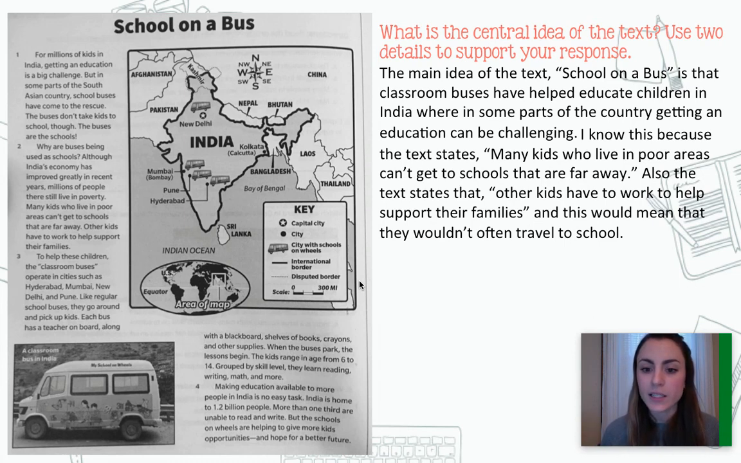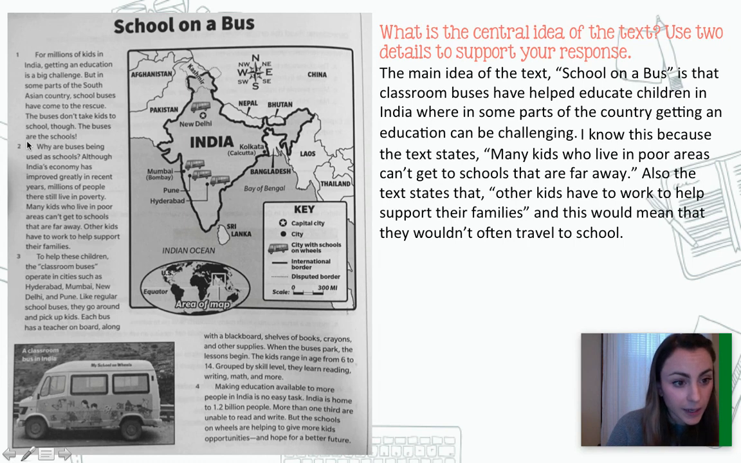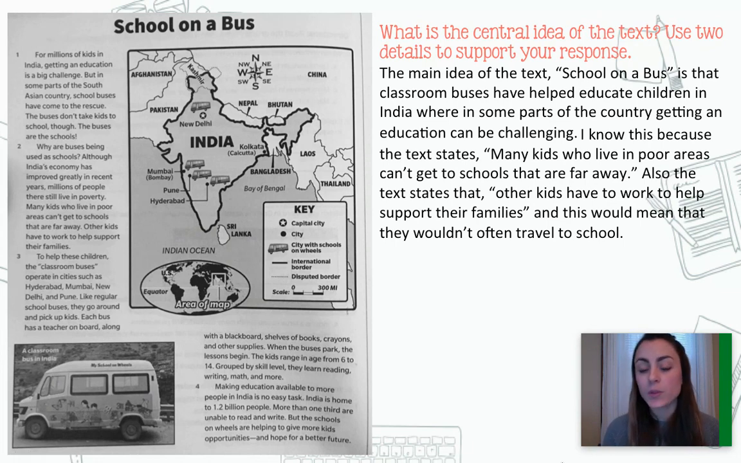I know this because the text states, many kids who live in poor areas can't just get to schools that are far away. That is found in paragraph 2. Also, the text states that other kids have to work to help support their families, and this would mean that they wouldn't often travel to school.